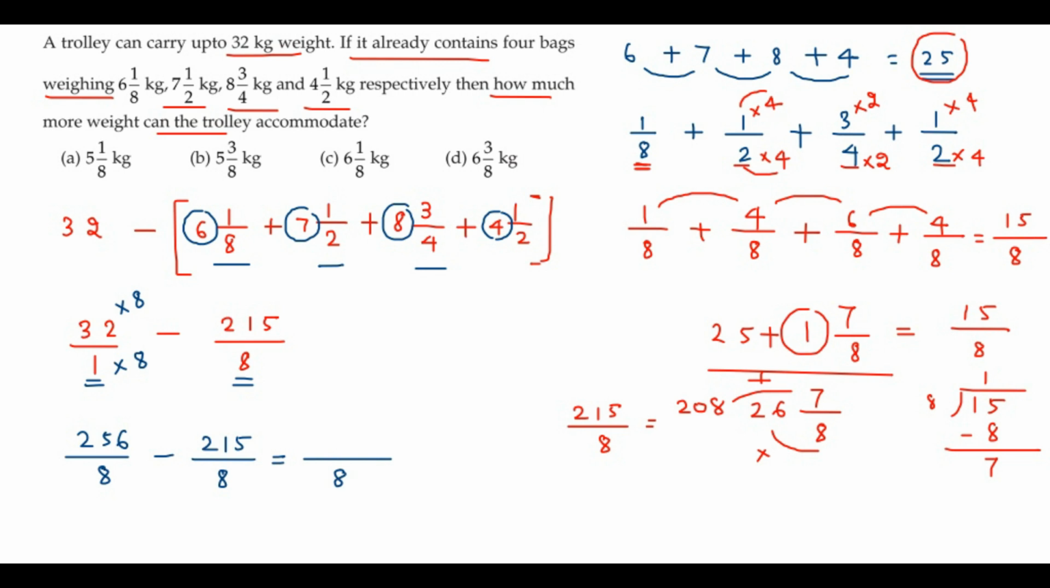Let us subtract 256 and 215. 6 minus 5 is 1, 5 minus 1 is 4, and 2 minus 2, this will be 0, so I have 41 upon 8. Convert 41 upon 8 into a mixed fraction by dividing 41 by 8. 8 5s are 40, remainder is 1, so it will become 5 whole 1 upon 8 kg.